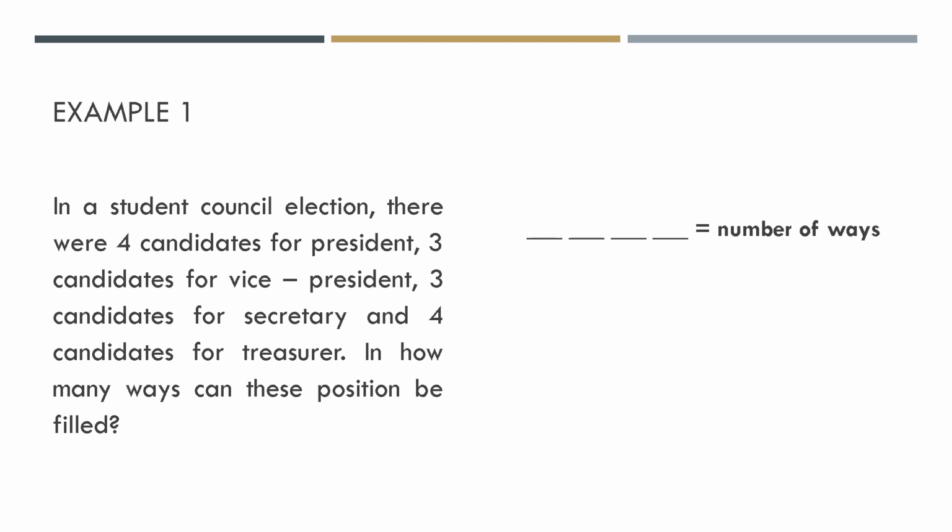Now let's find the answer. How many selections are there for the president? There are four, and then for the vice president, there are three, and then for the secretary, there are three as well, and then for the treasurer, there will be four. So we need to multiply: 4 times 3 times 3 times 4. So the answer is 144. And that's how the fundamental counting principle was used in this problem.